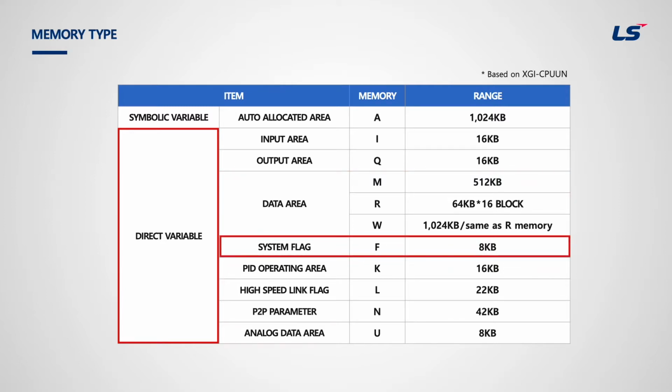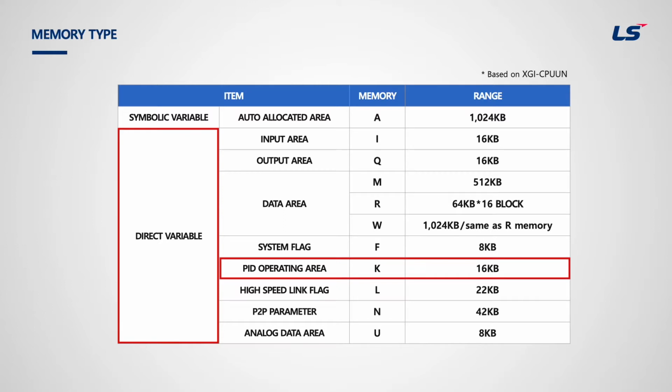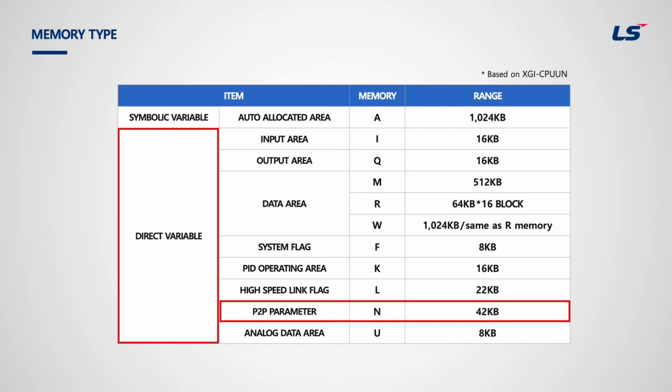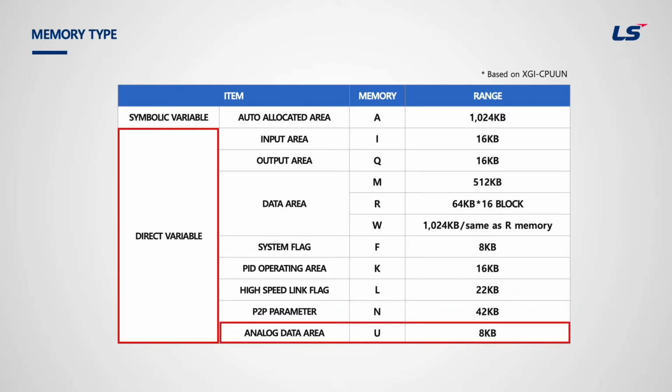F memory is System Flag memory announced by manufacturer. A few examples of frequently used flags are always on, 1 scan on, and 1 second clock. Users can use K memory to operate PID function. There is N memory to save P2P communication parameter. However, users do not use this N memory in programming. U memory is analog data area for special functions such as high-speed counter, positioning, and etc.